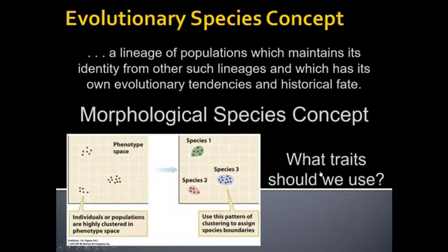The first one, which is by far the most commonly used historically and even today, is the morphological species concept. Basically, this is a group of organisms that all look very, very similar to one another. Now, this does not work for all species, but it works for a vast majority. And this is an easy one because we learn this from a very, very young age.